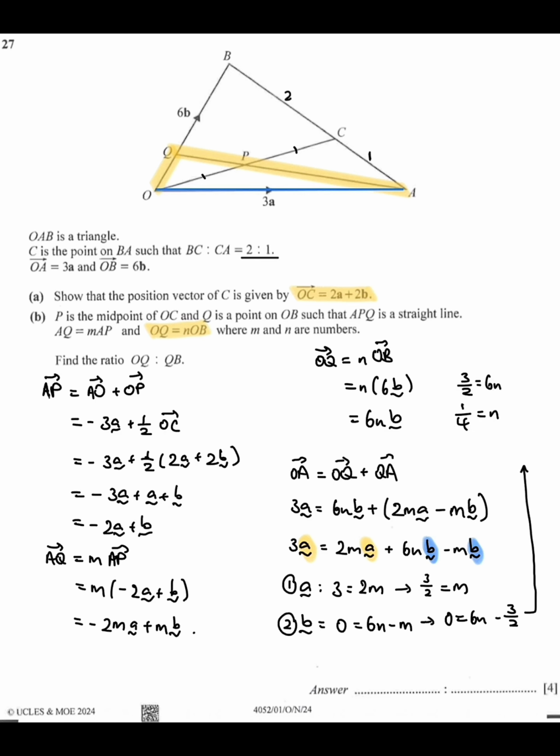Putting it back into the equation, OQ is 1 over 4 of OB. Let's look back at the figure. If OQ is 1 unit, then OB is 4 units, which tells us that QB must be 3 units. Hence, the ratio of OQ to QB is 1:3.